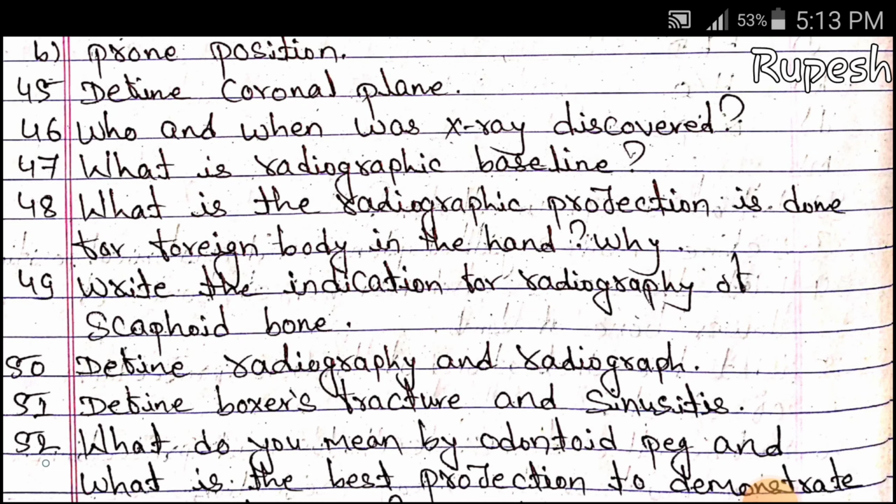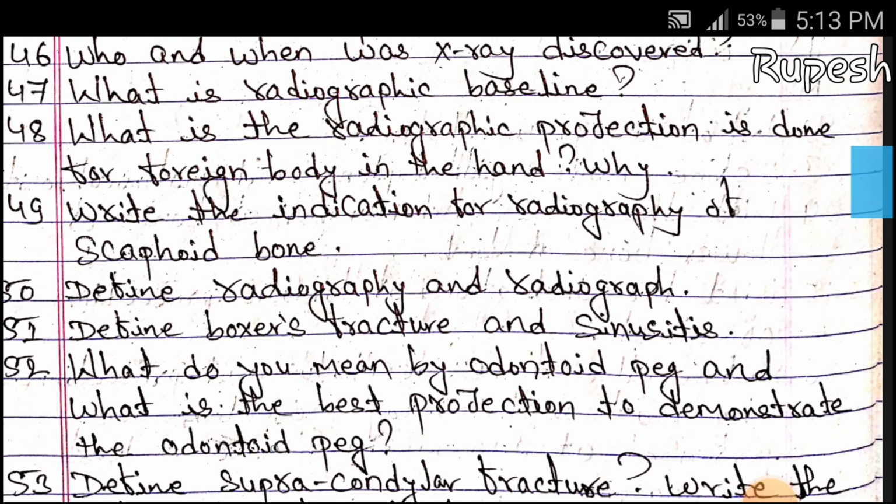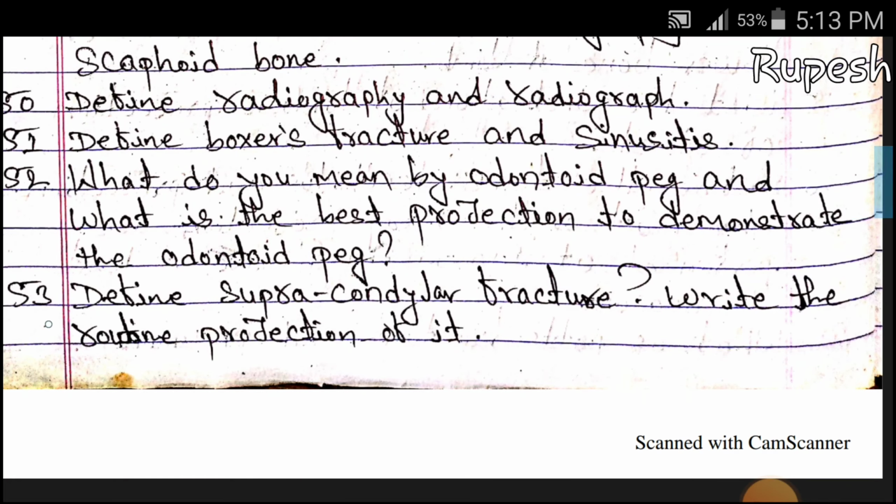Question number 52, what do you mean by odontoid peg and what is the best projection to demonstrate the odontoid peg?